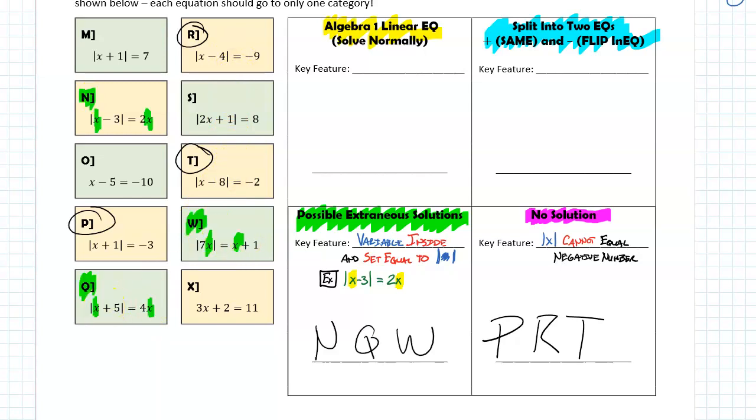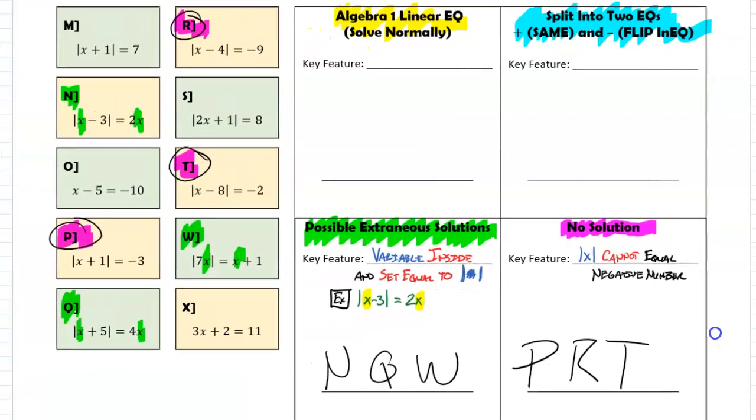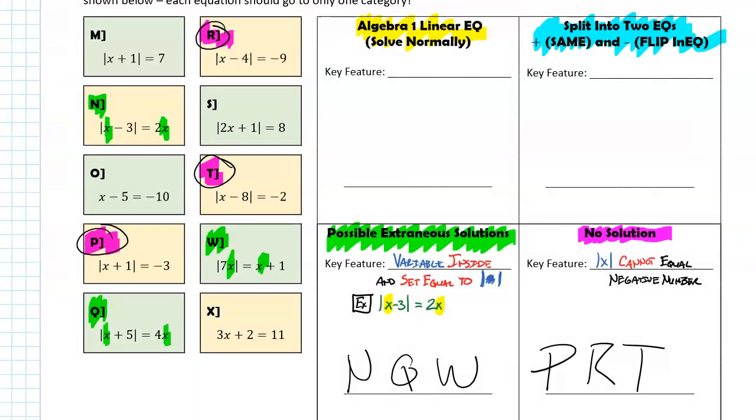So N, Q, and W have possible extraneous solutions, and we see that P, R, and T have no solution because the absolute value cannot be equal to a negative number. Well, in terms of what's left over, we have regular Algebra 1 equations, and we have absolute value equations that can be split into 2. So looking through each of these options, we see that option O, option X, these have no absolute value bars at all. These are just simple Algebra 1 linear equations. So O and X are options for there.